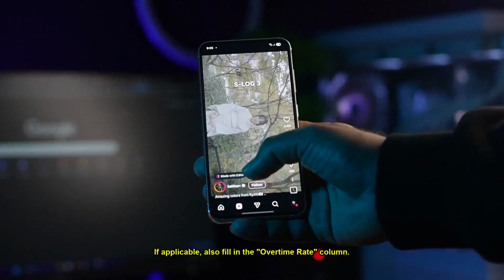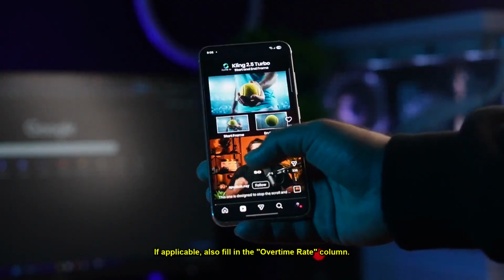Next, set the resource's maximum units in the Max Units column. Enter the cost of the resource in the STD Rate column. If applicable, also fill in the overtime rate column. You can set up a cost for materials in the cost column.